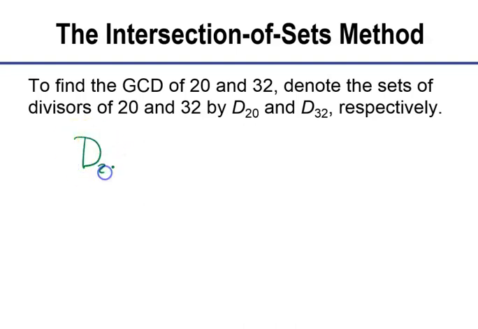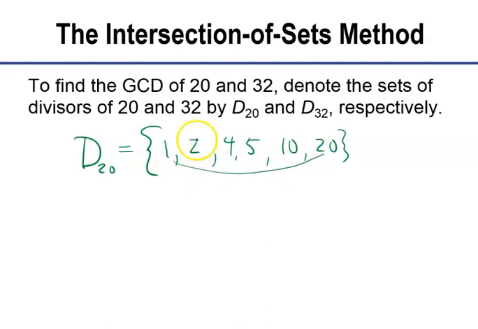If we were to do this by hand, let's write that down. So D20. Now let's think about all of the numbers that divide 20, which are the divisors. So 1 divides 20, 2 divides 20, 3 doesn't, right? 4 divides 20, 5 divides 20, 6, 7, and 8 do not, 9 doesn't, 10 divides 20, and then finally 20 divides 20. And you could pair these up. Again, these go together: 1 times 20, 2 times 10, 4 times 5.